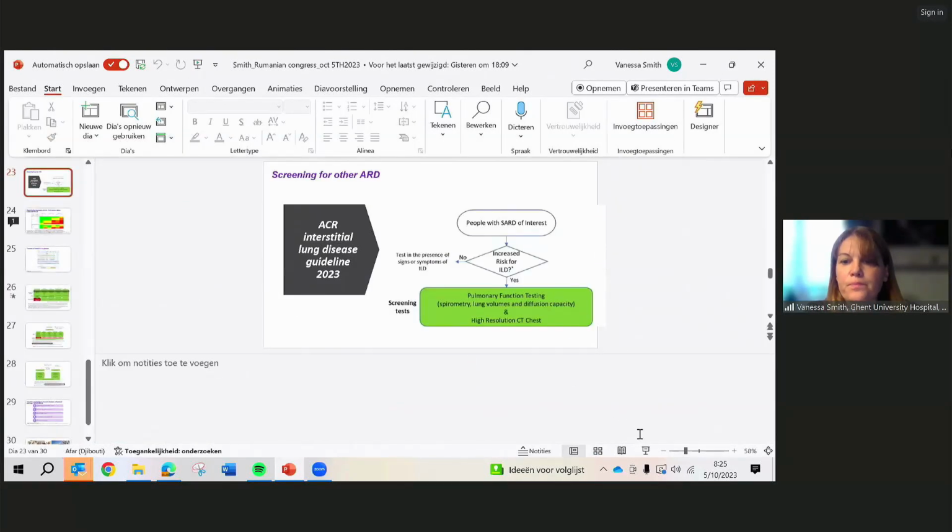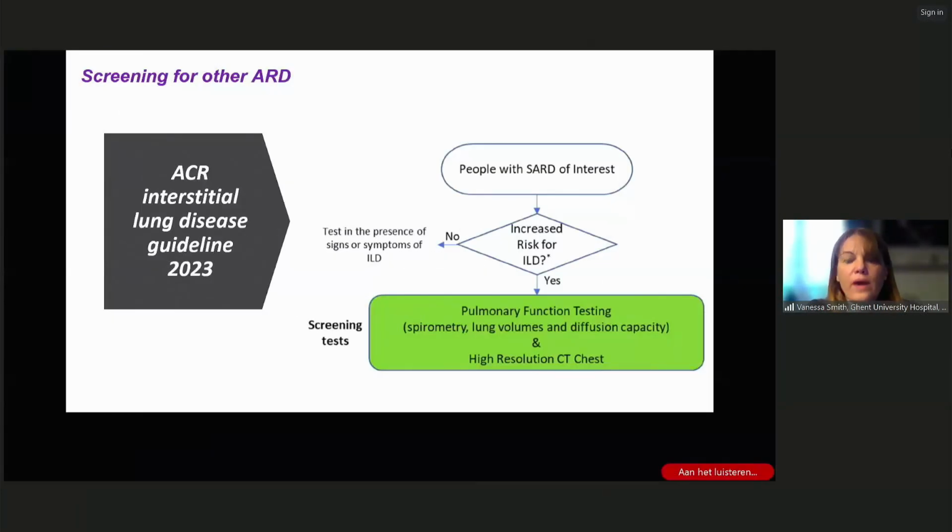We are here. So if your patient is at risk, we screen.